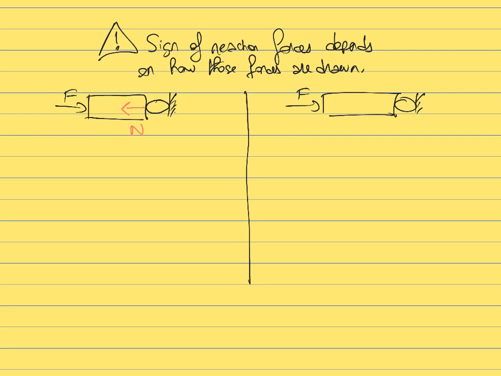But in certain cases, it's hard to have some intuition about whether the reaction will be pointing towards the left or pointing towards the right or pointing up, pointing down, or if it's going to be a moment that is clockwise or anti-clockwise. So at this point, it's perfectly fine if you don't have this intuition. You are free to draw the reaction of the support as pointing towards the other direction. There's nothing wrong with that. So we can say here that I define the reaction from the support as pointing towards the right.